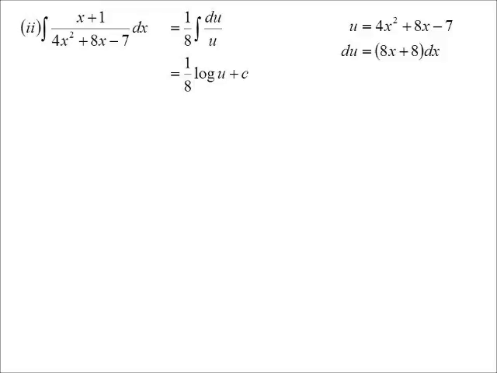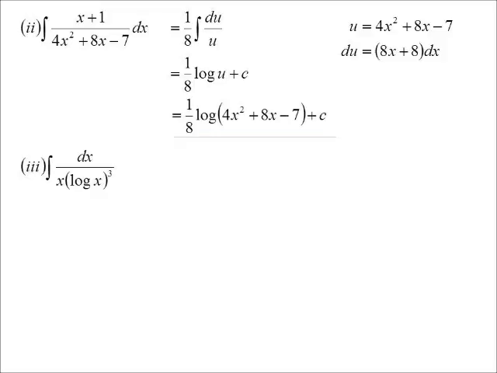Polynomial: x plus 1 on 4x squared plus 8x minus 7. Well, if they don't give it to me, what's causing me the problem? Probably the denominator. Sure enough, that's what they've got us to use for the u. But you'll notice the du is 8 times my numerator. So I should be able to substitute in quite nicely for this one. So it becomes 1/8 of du on u. Actually, quite nice. Du on u. So an 8th log u.